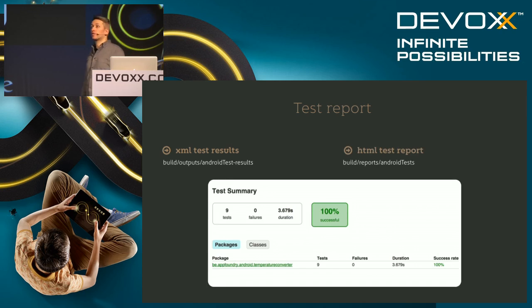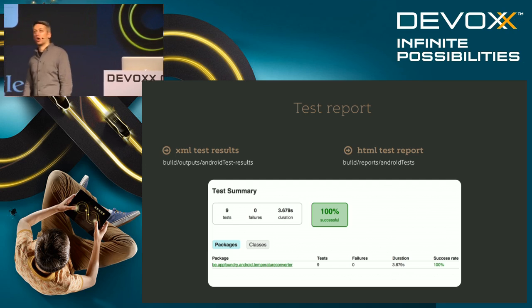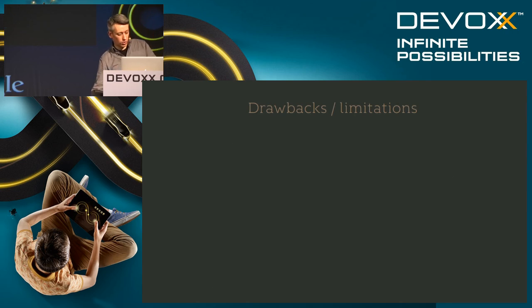But more useful for a developer is something like this. You also have a nice HTML report generated. It's located at build reports Android test, and this is how it looks. So you get a nice overview, you get your test summary, and you can also nicely go into them. Let's quickly take a look.